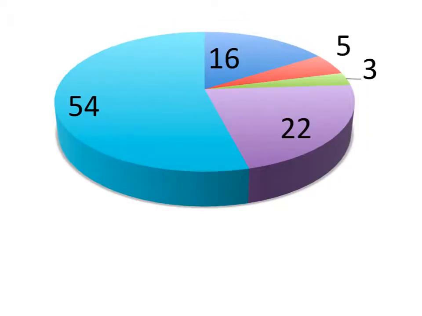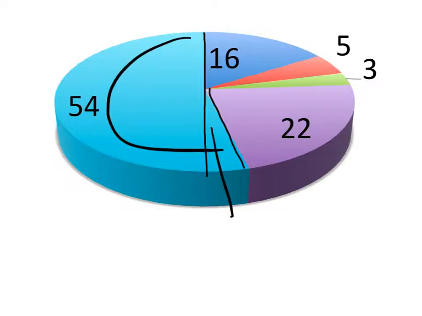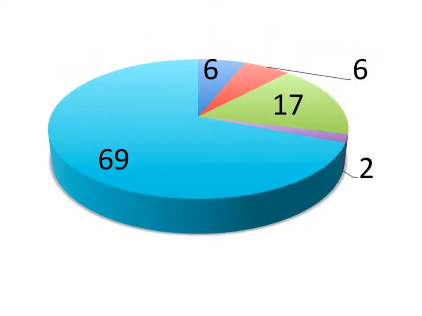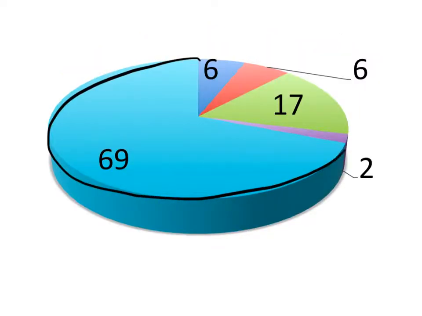Of course, you know that if it looks like it's more than half, then it's more than 50. But then how much more than 50 is it? And if this whole thing is a 54, this piece right here would have to be what? 4. So you can look at that. That's what a 3 looks like. And you've got a 5 beside it, and then a 16. So this whole piece here, 69, and then you have a 17 piece.